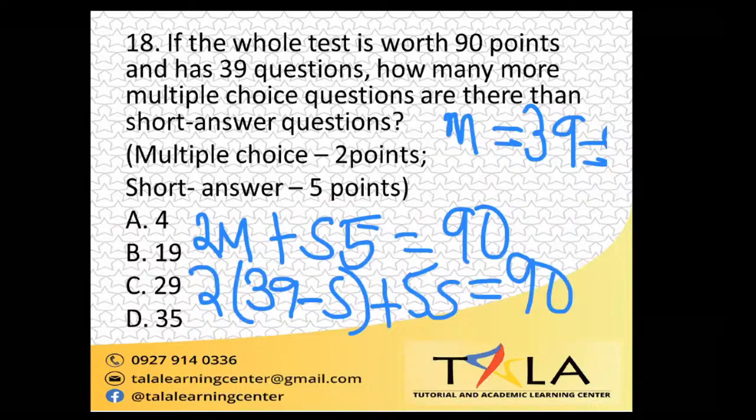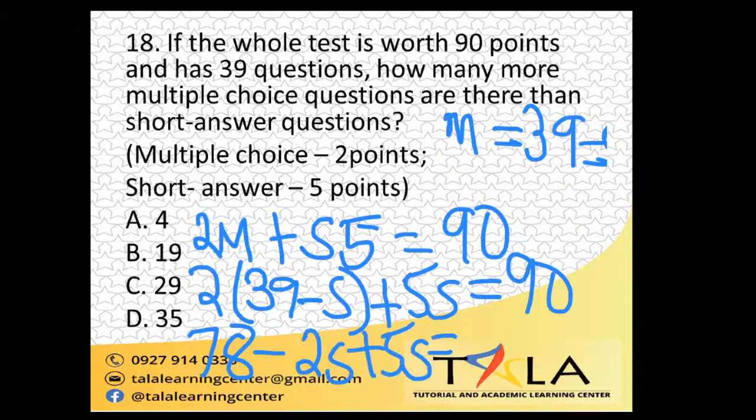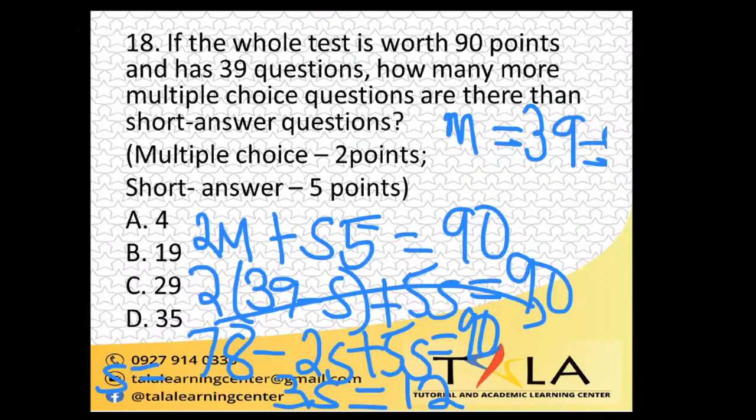39 times 2 is 78 minus 2S plus 5S equals 90. So, combine like terms, 5S minus 2S, that's 3S. 90 minus 78, that's 12. So, ang S or short answer ay 12 divided by 3 or 4.